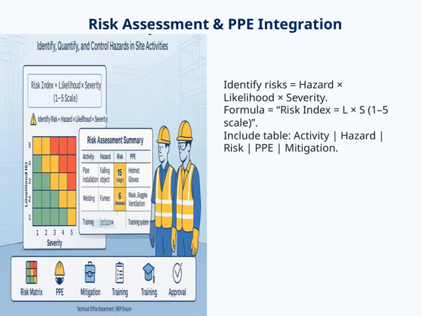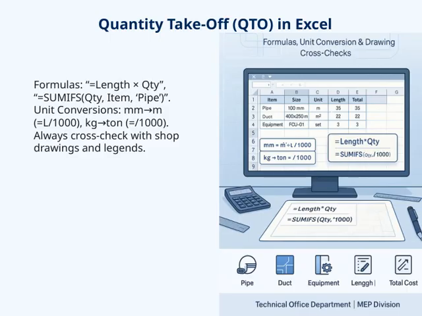Let's take a closer look at how we handle quantity takeoffs, or QTO, in Excel. One of the key tools we use are formulas. For example, to calculate the total quantity for a specific item, we might use a simple formula like equals length times QTY. This way, we can quickly get the total amount needed based on the length and the quantity per unit.